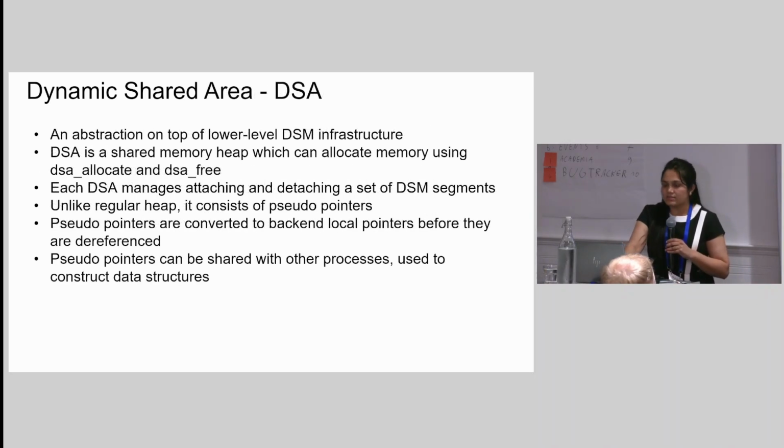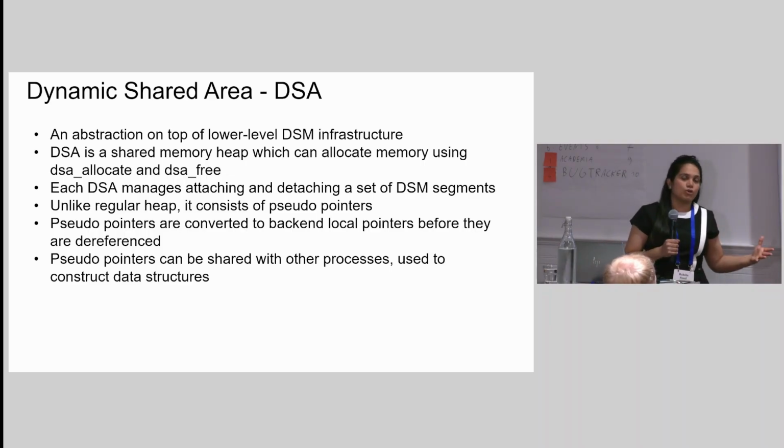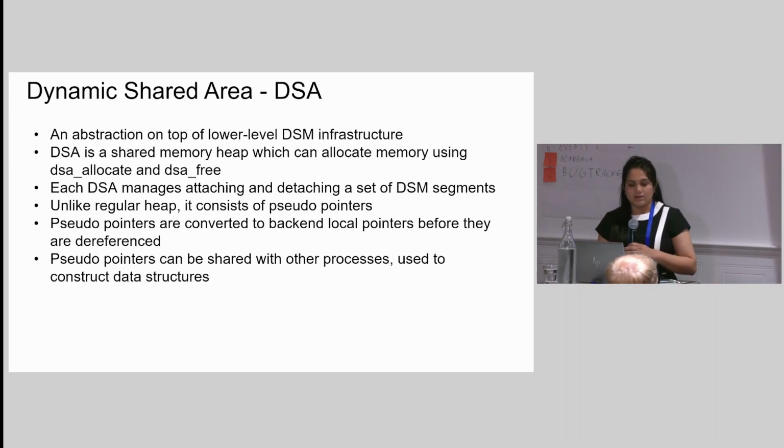Now let's look into dynamic shared area. This is an abstraction on top of a DSM. DSA is a shared memory heap which can allocate memory using DSA allocate and DSA free. What DSM does not provide is allocation of smaller chunks, allocation of different data structures. To allow that, we have DSA, and DSA internally attaches and detaches different DSM segments, and it acts like a heap for shared memory.